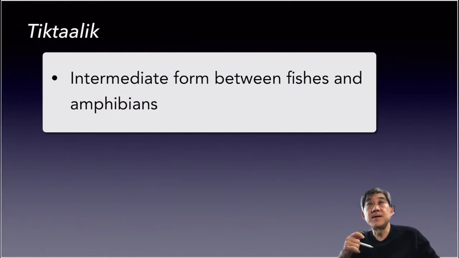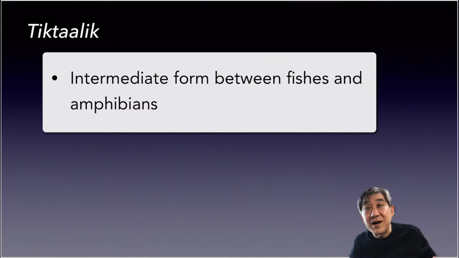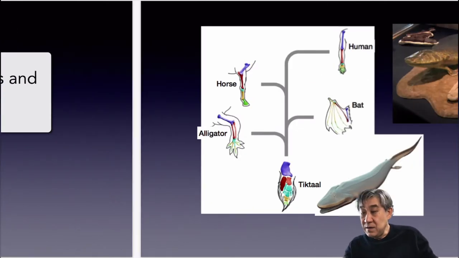The next example of the fossil record is also very interesting. Its name is Tiktaalik, and it is an intermediate form between fishes and amphibians. Amphibians can inhabit both water and land, and amphibians have four legs. On the other hand, fishes do not have any legs. So this Tiktaalik is very fish-like, however, having four legs in its anatomical form.